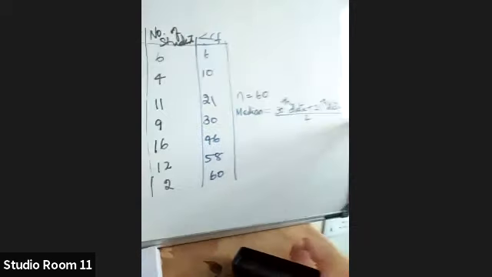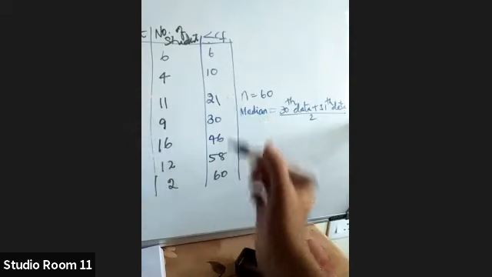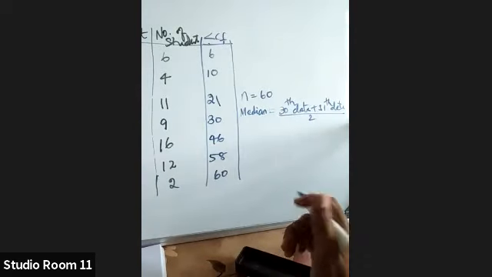N is 60. Now, based on n being 60, what's the median? N is an even number, so the median is given by the 30th data plus the 31st data. So what is the 30th data and the 31st data? Can you tell me? What is the 30th data?